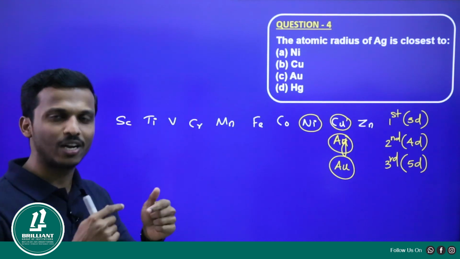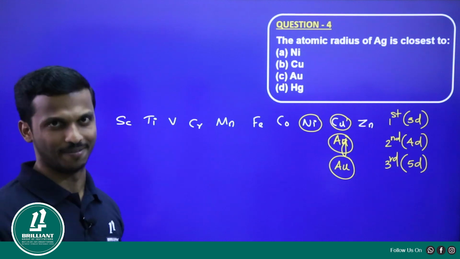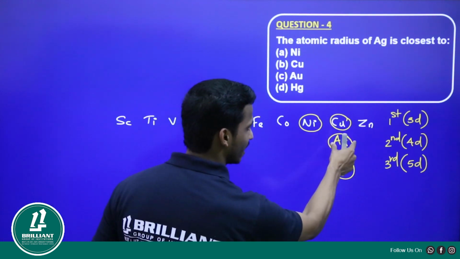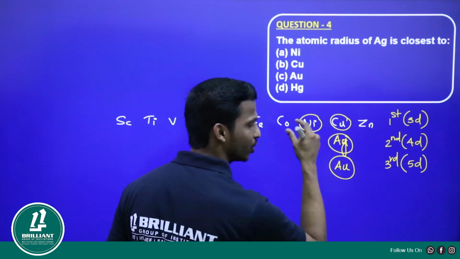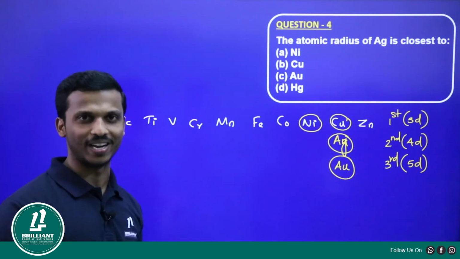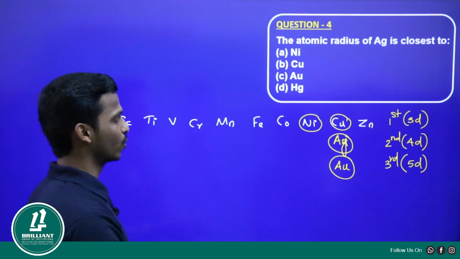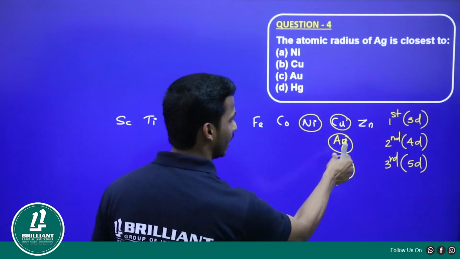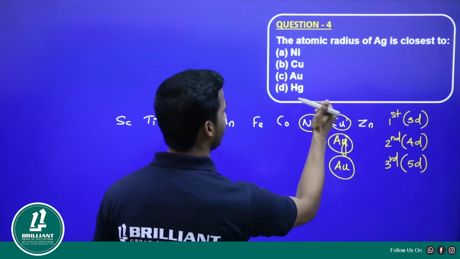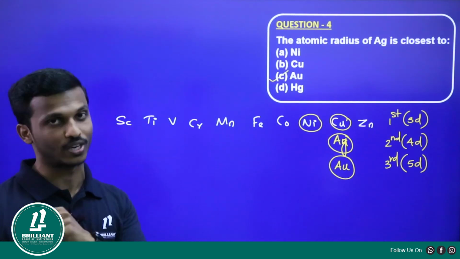See the question: silver, its atomic radius matches with which of the following elements? Silver is in the second transition series, and gold is in the third transition series, right? So their properties will be almost similar. So gold and silver, their atomic radii are almost the same. So your answer is option C. The reason is lanthanide contraction.